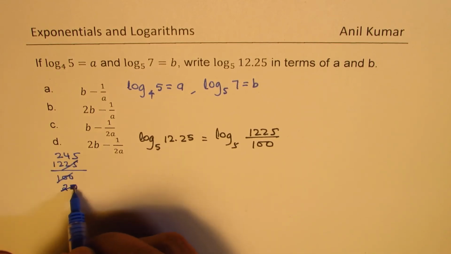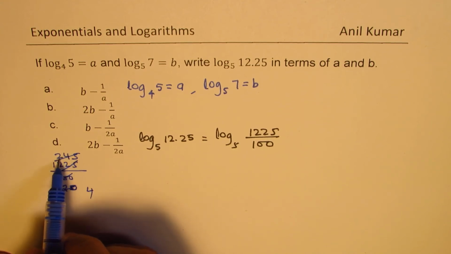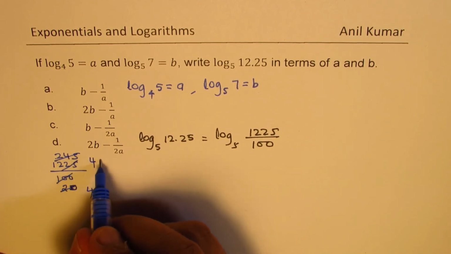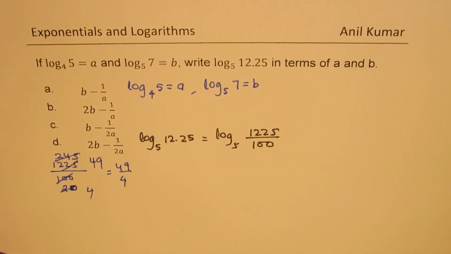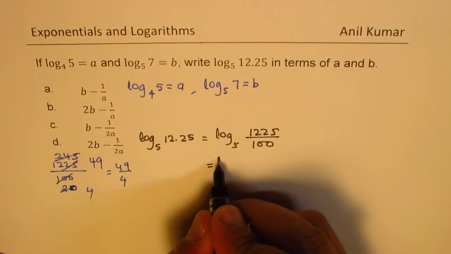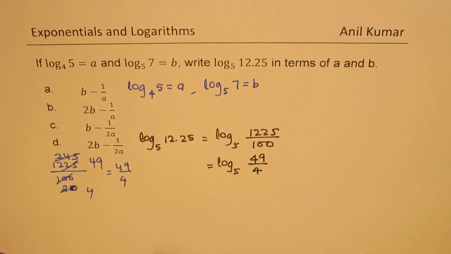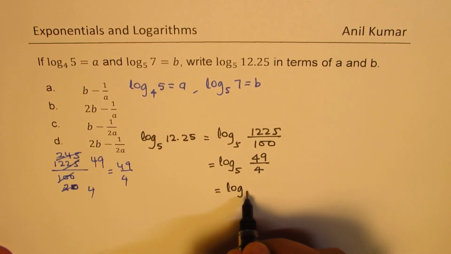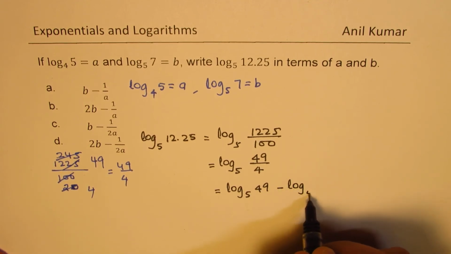We can further divide by 5. So we get this as 49 over 4. Do you see that? So this fraction basically is equal to log to the base 5 of 49 over 4. Do you see that? Now 49 is 7 square, right? Now that is to say, I could write this as log to the base 5 of 49 minus log to the base 5 of 4.